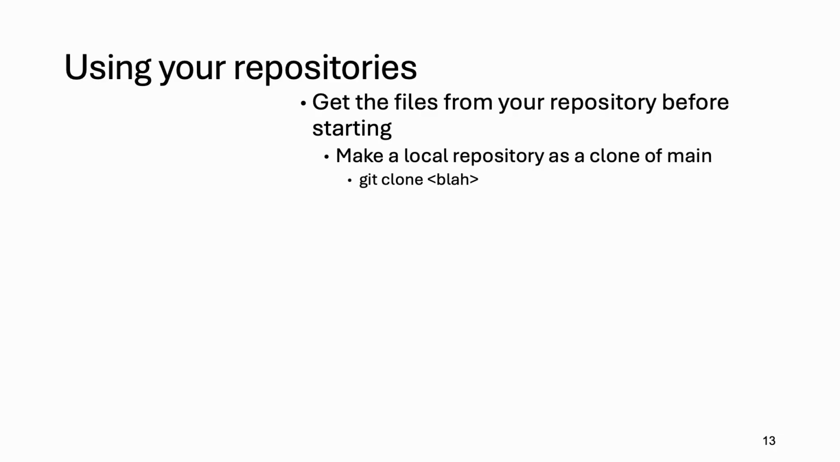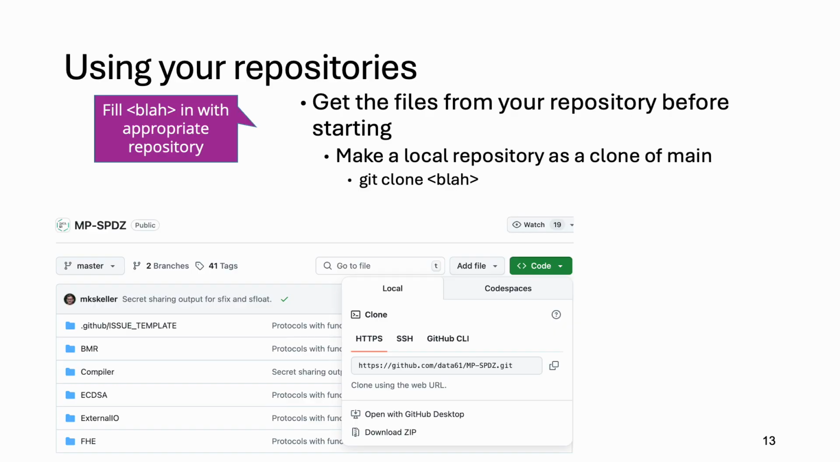So I'm going to make a local repository as a clone of main, meaning I'm going to do git clone something. You're going to fill in that something, that blah, with an appropriate repository. Looking at some other repository, you're going to click that green code button on the homepage of your repo, and then it should have HTTPS, SSH, and maybe even the command line interface, and then you can copy the name of the repo, and that's what you would paste into git clone, wherever you want to save it.